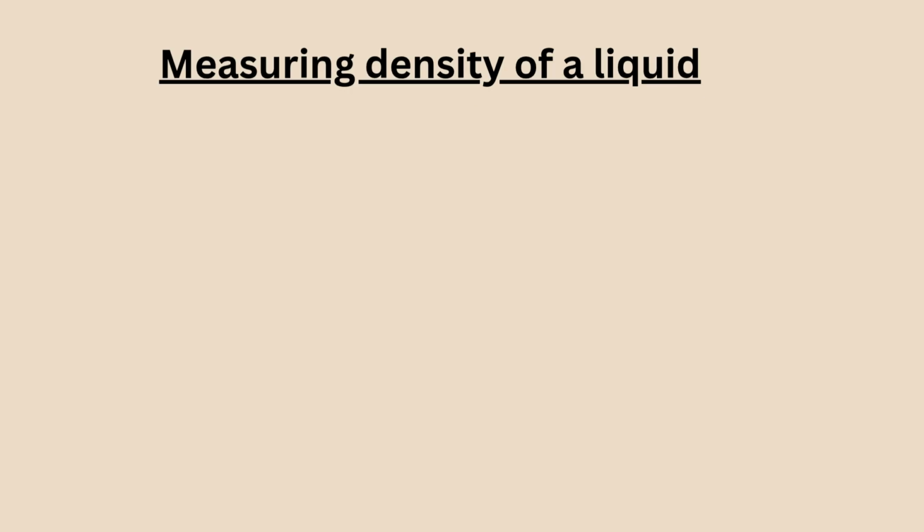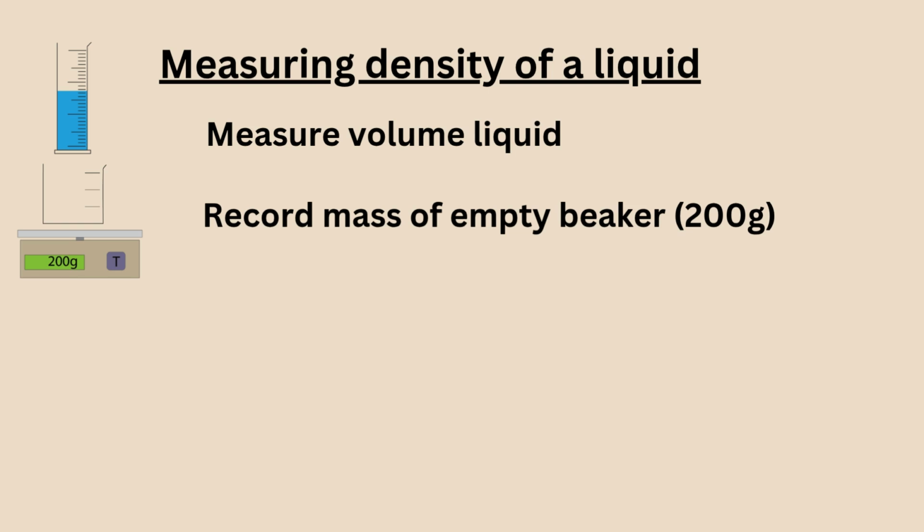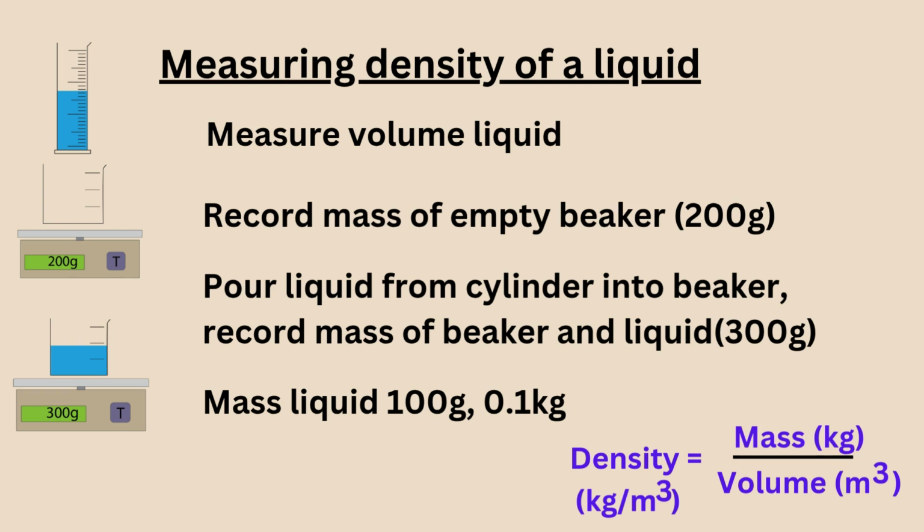To calculate the density of a liquid, first of all we will use a measuring cylinder to measure a volume of liquid. Then we will record the mass of an empty beaker on a balance, e.g. 200 grams. We will then pour the liquid from the measuring cylinder into the beaker and record the mass of the beaker and the liquid, e.g. 300 grams. If we subtract these two masses, we will get the mass of liquid, 100 grams or 0.1 kilograms. Now we have a volume and a mass, we can calculate the density because density is mass divided by volume.